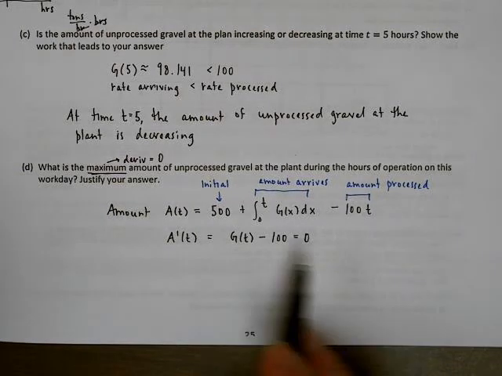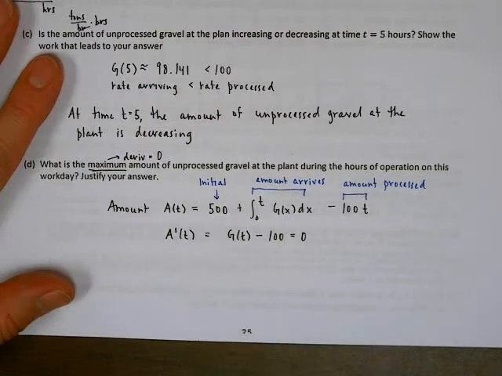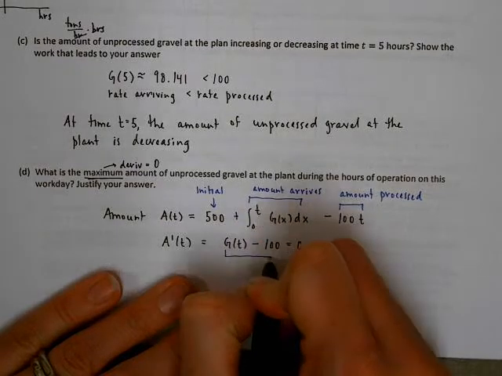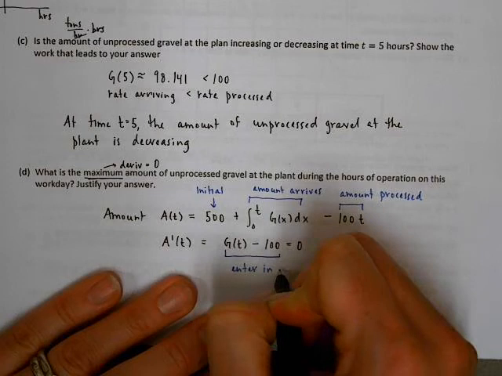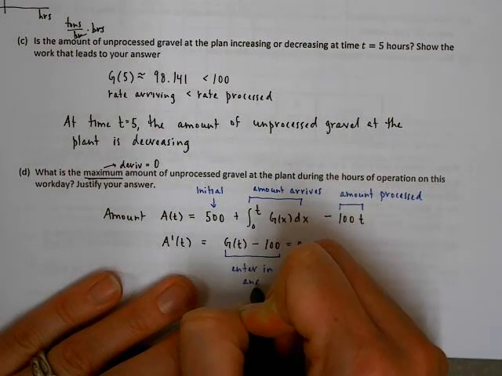So I know if I can solve for t, I can find the potential time when the amount of gravel is at a maximum. So here's what we're going to do. We're going to use our calculator again, and I'm just going to enter this function into my calculator, and I'm going to find the 0.